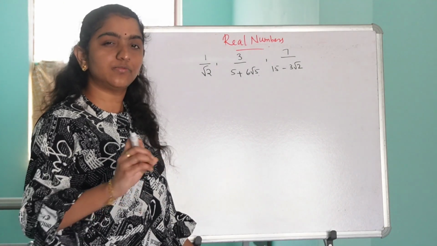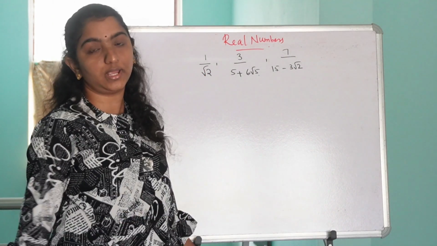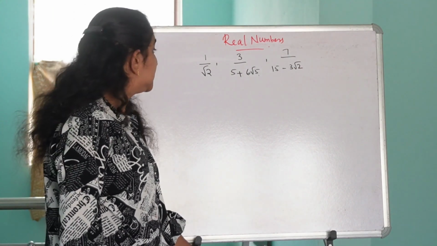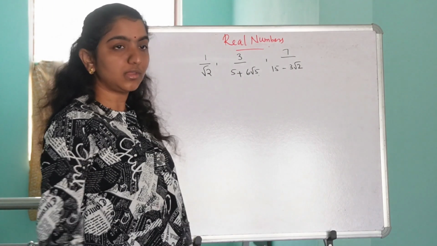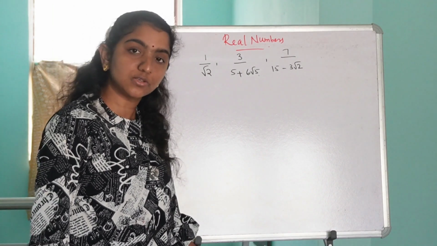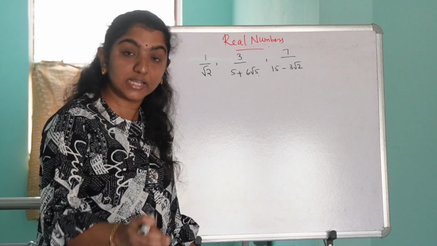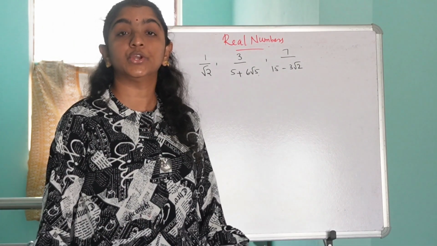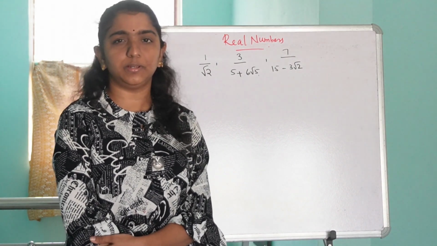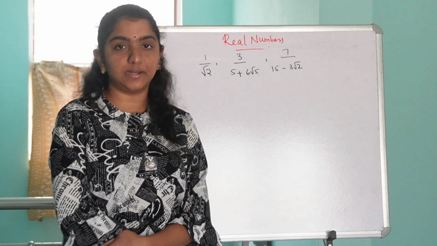Honestly speaking, it is very difficult to find the points representing these kind of real numbers if you retain these real numbers as such. Why? Because the denominators of these given real numbers are irrational numbers, not rational numbers.